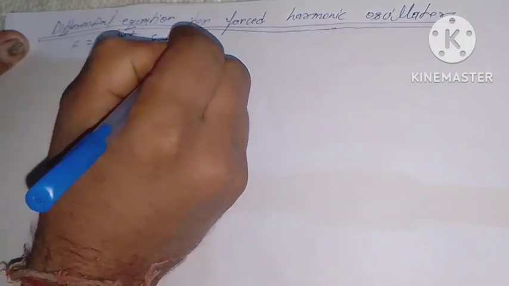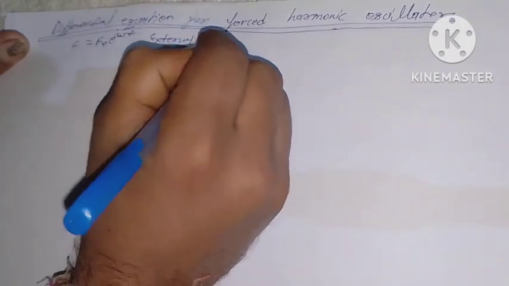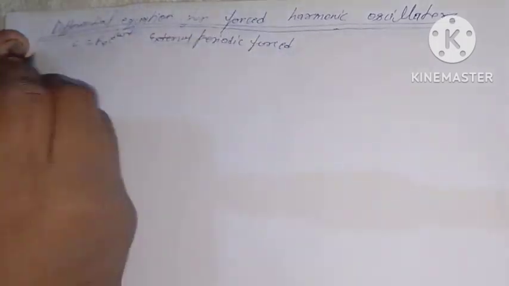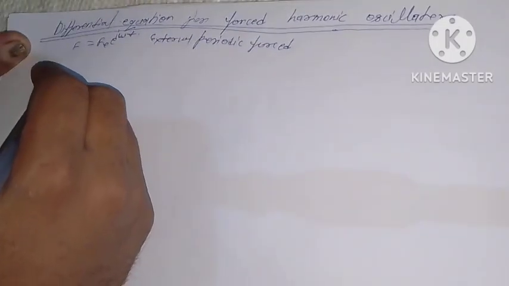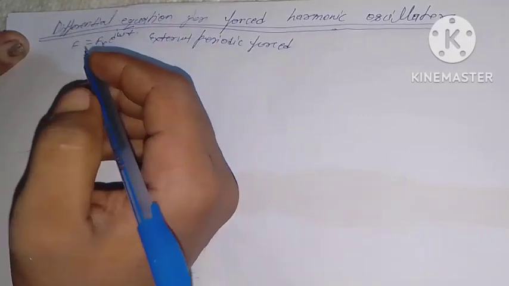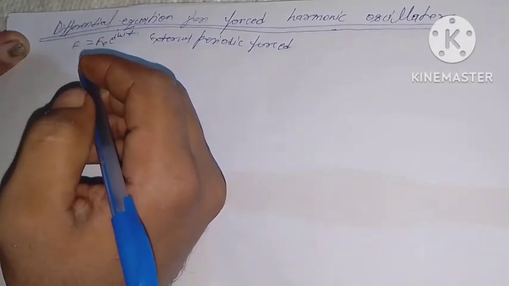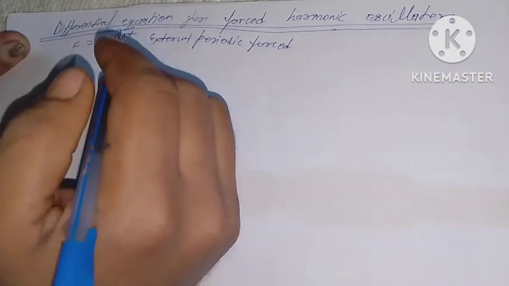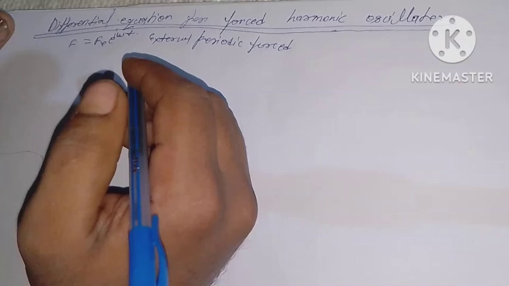External periodic force, applied to a damped harmonic oscillator. Here F naught is the maximum value of the applied force, and omega is the angular frequency applied to the oscillation system.